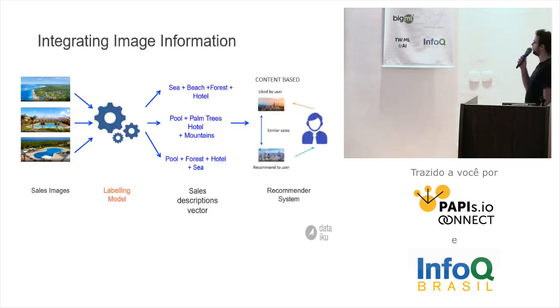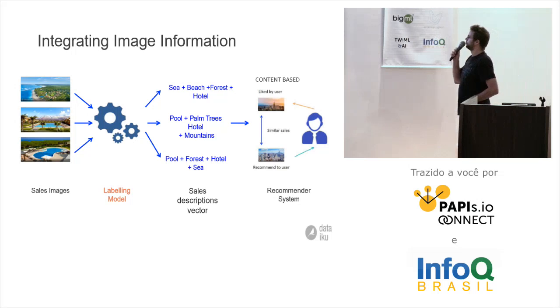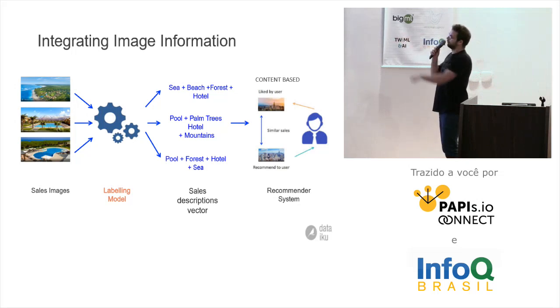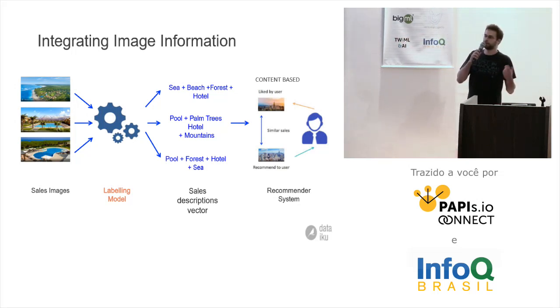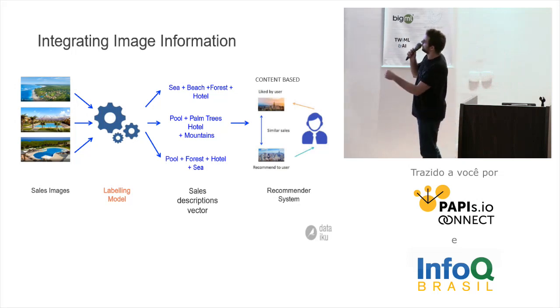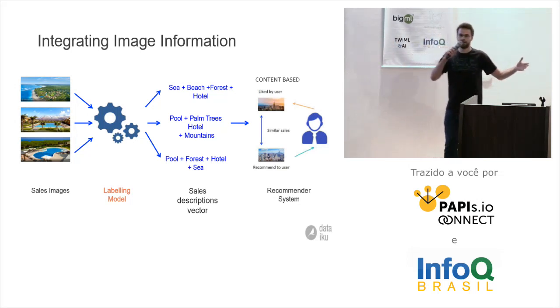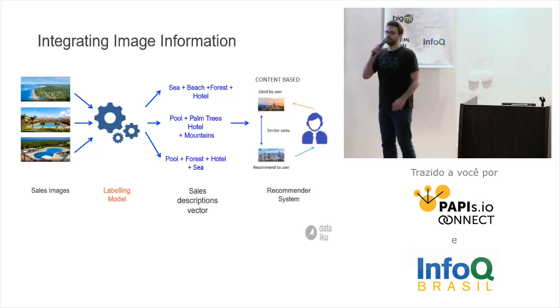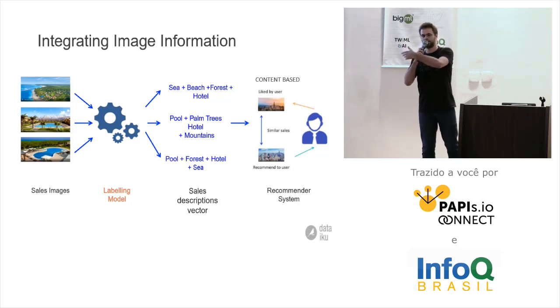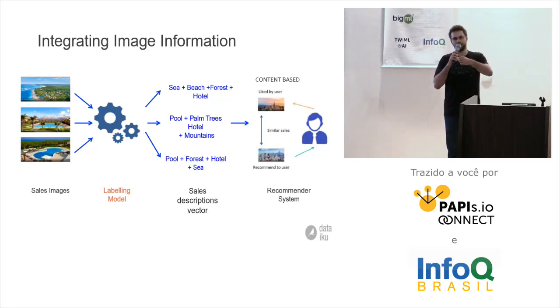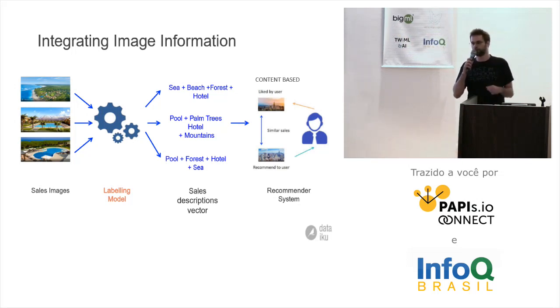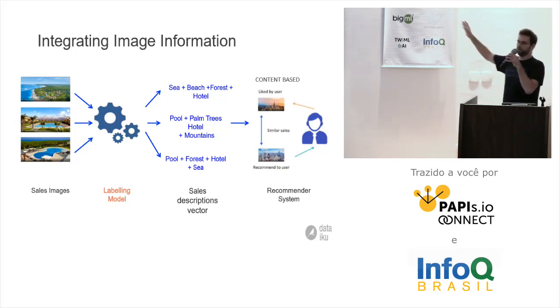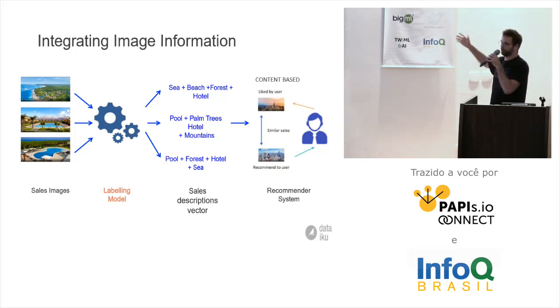So what if I had a model that could predict what I have on the images? Then what I could do is create a vector for each of the images with tags. So that could be, for example, for the first one, I can say that there is sea, beach, forest, and a hotel on the bottom. This will give me a description. From all this description, I can generate vectors. If I have vectors, I can calculate similarities. If I can calculate similarities between sales, then I can use that again in a content-based recommendation engine that I can take into account in my meta model, right? So that would be one of the features, not the best one, but probably one with a lot of information.